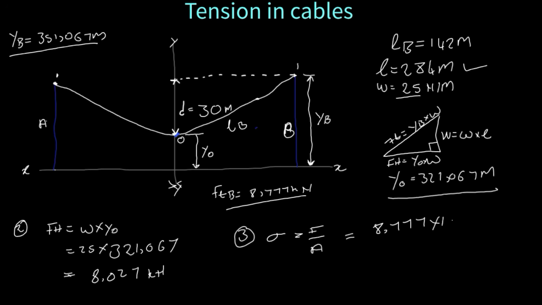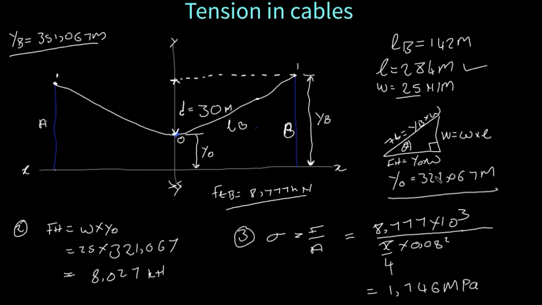So we're going to put it here: 8.777 times 10 to the power 3, all divided by pi times 0.08 squared. Let's not confuse each other, I'm going to put the 4 here. And then this will give us a stress of 1.746 mega Pascal.